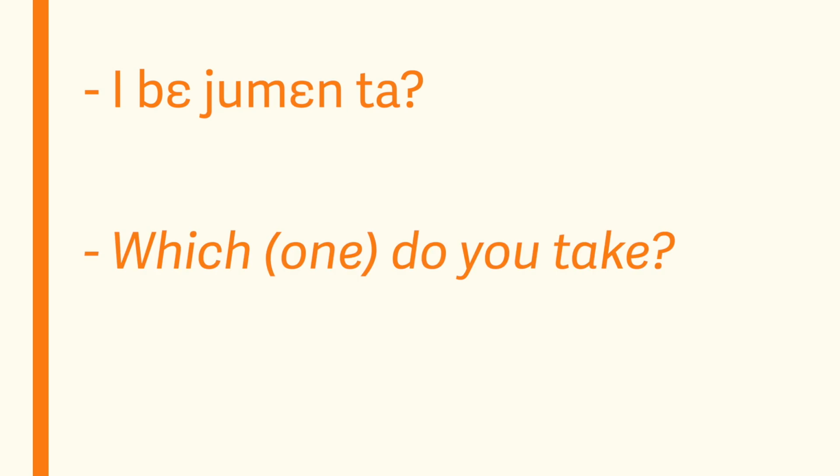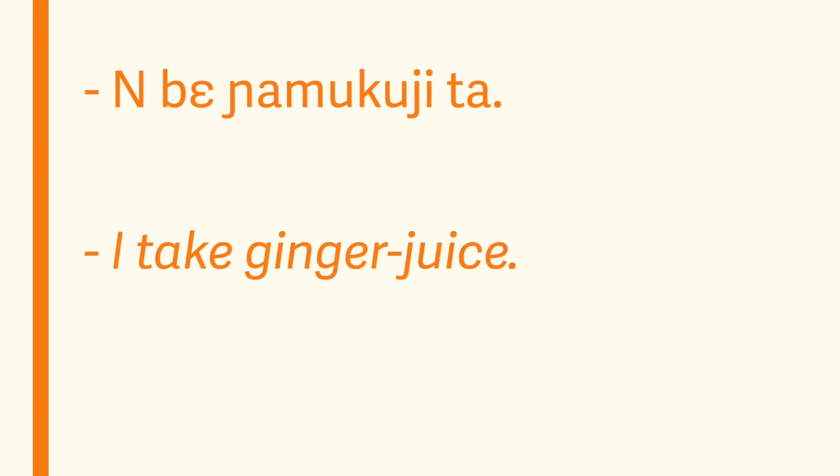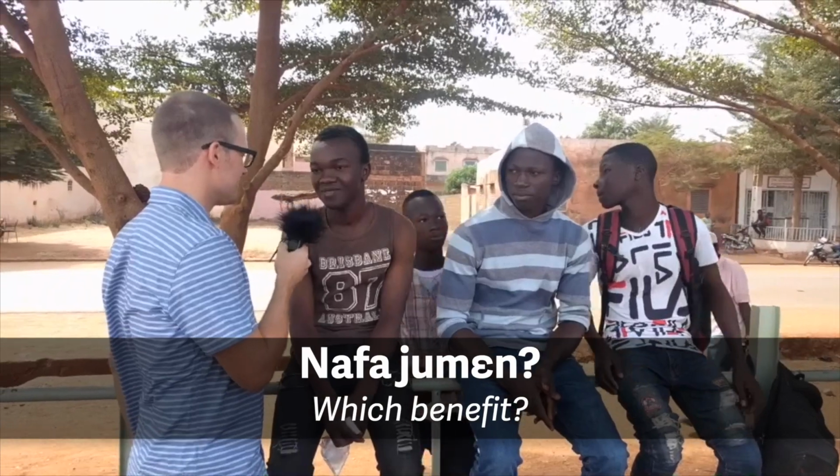Next we have the word jumɛn, meaning which. So for instance, on a hot day, if your friend surprised you by showing up with a bunch of cold beverages, he might say to you, I be jumɛn ta, meaning you take which, as in, which one would you like to have? And you, of course, are going to respond, Mbe nyamakuji ta, meaning I take ginger juice.